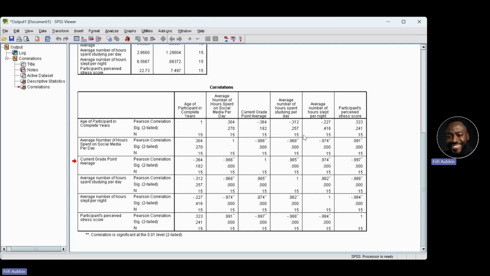And this demonstrates an important point. Not every variable will show a statistically significant relationship, and that's perfectly acceptable in research. So when you look at the social media hours, which is this particular row, I want us to answer our research question. And we are interested in the relationship between the average number of hours spent on social media per day and the current grade point average, okay?